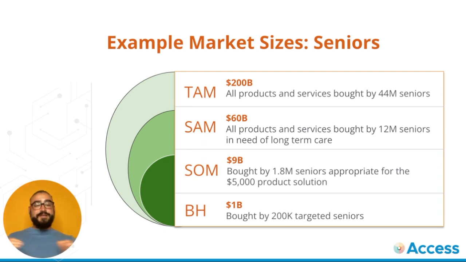So here's another example that we could take a look at. Here we're taking a look at the entire senior market, right? All of the products and services that are bought by 44 million seniors add up to $200 billion, right?